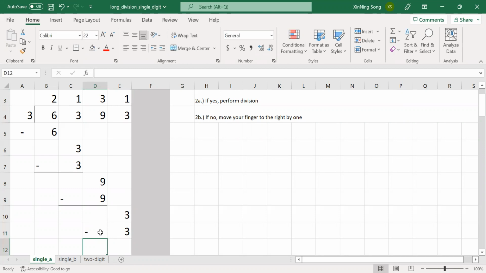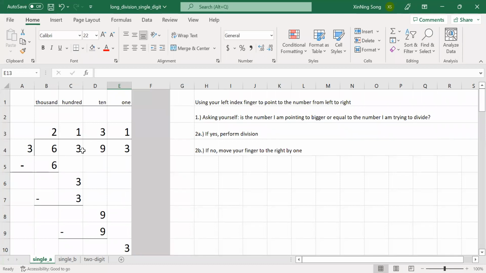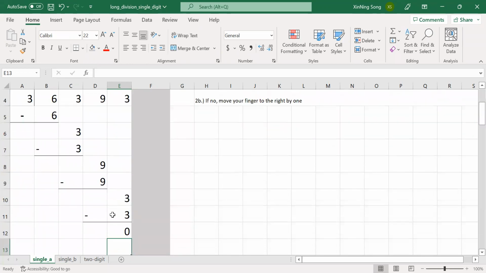You do subtract, and you draw a line. And then this time, the last one, I write 0. The intermediate 0, I actually skip. But the final 0, I'll write down to tell myself this number is evenly divisible by 3. It's equal to 2131, remainder 0.